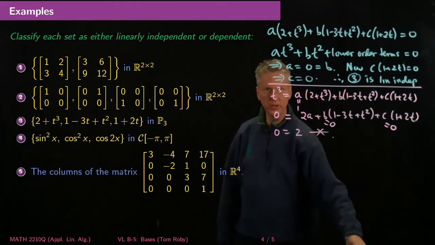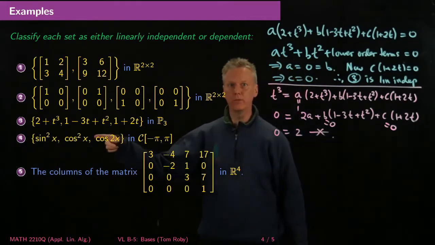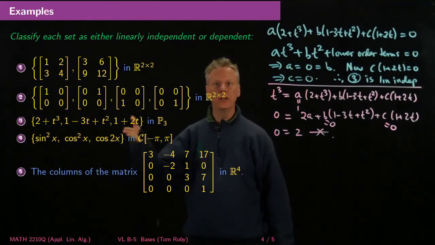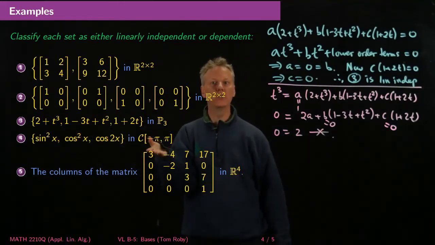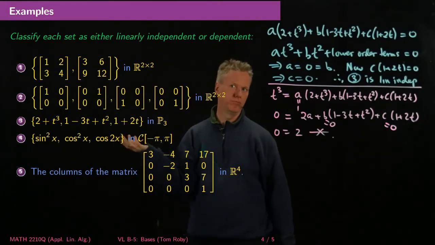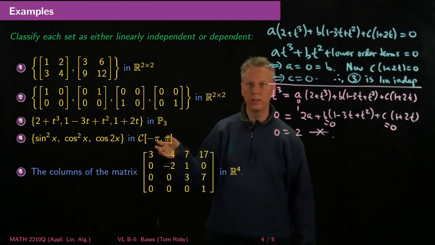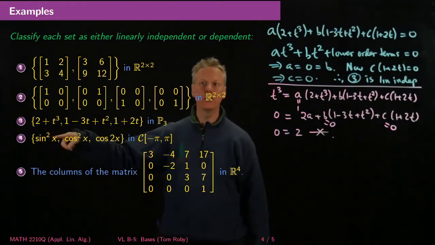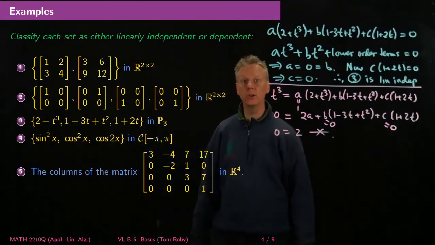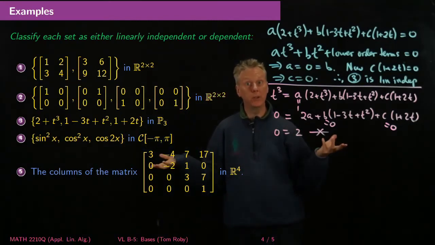Okay, here are two more that should have been separated by a pause, but let's look at 4 first. I'm looking at continuous functions from minus pi to pi. That could be 0, 1, it doesn't really matter. I've got sine squared of x, cosine squared of x, and cosine 2x. Are those linearly dependent or independent?